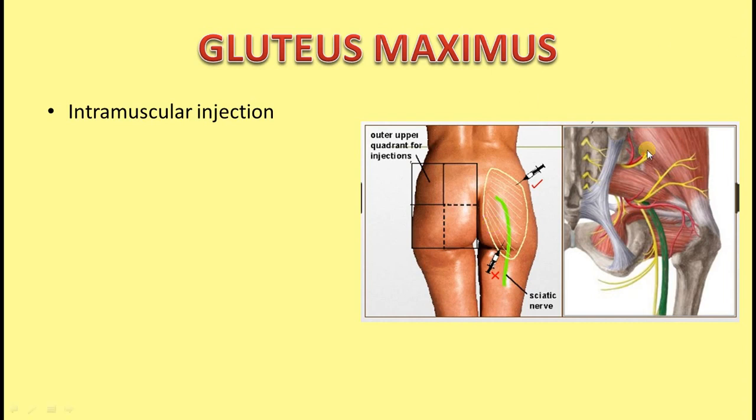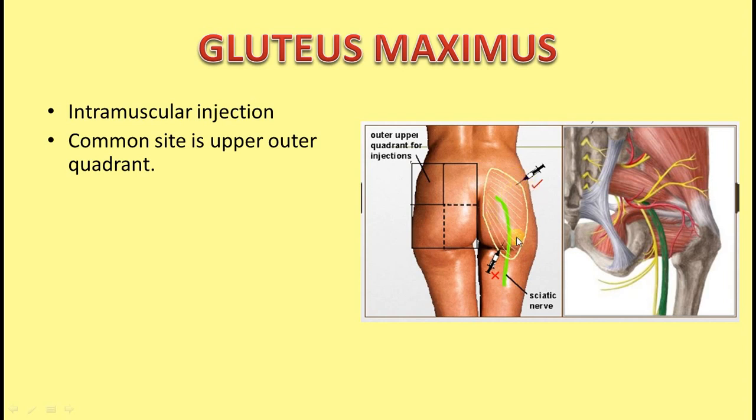So mainly intramuscular injections are given in the gluteus maximus. You know very well it is a very large and massive muscle. Now where actually you give the intramuscular injection? In the upper outer quadrant. Okay. So the common site is the upper outer quadrant.